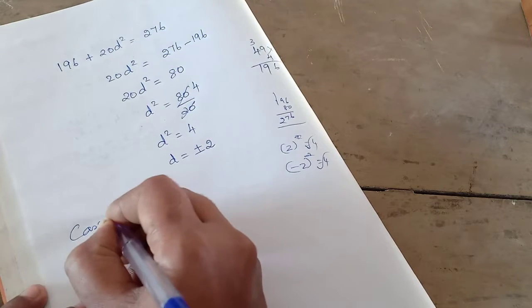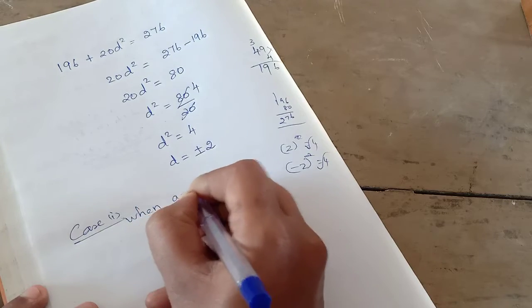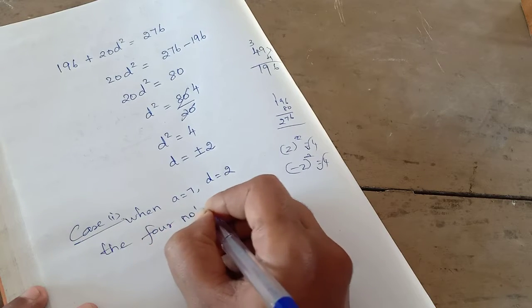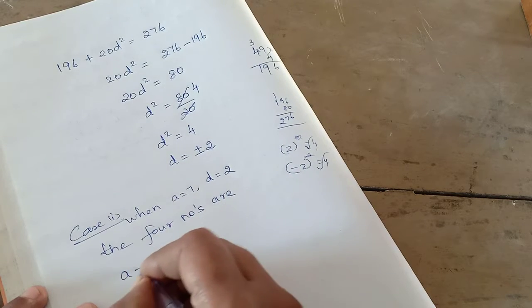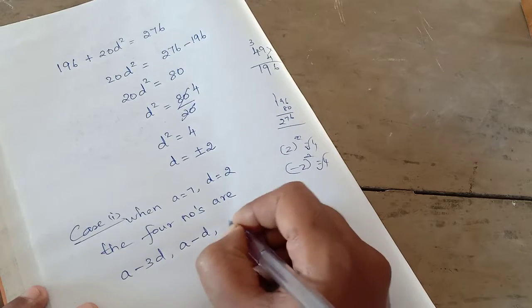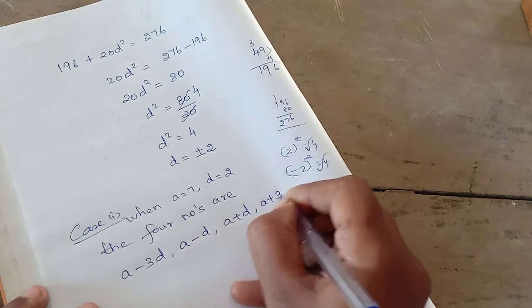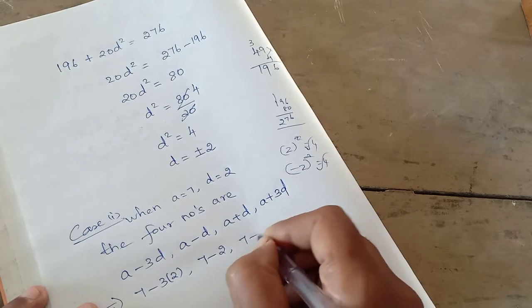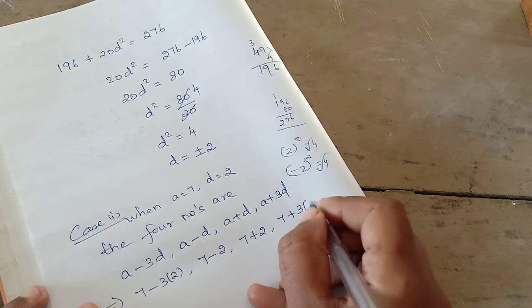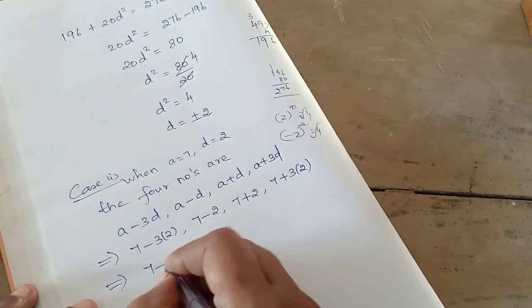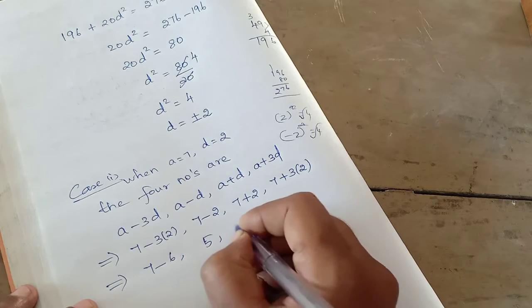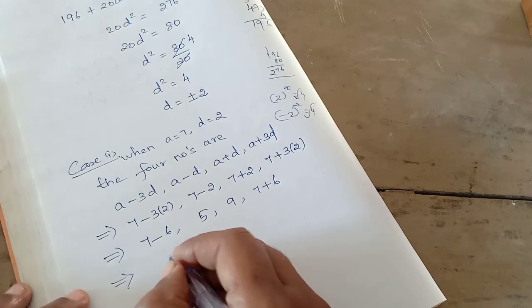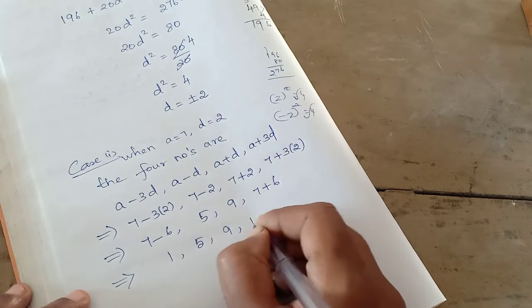So case 1. What is case 1? When a equal to 7, d equal to 2. The 4 numbers are a minus 3d, a minus d, a plus d, a plus 3d. Substitute here. 7 minus 3 into 2, 7 minus 2, 7 plus 2, 7 plus 3 into 2. Which equals 7 minus 6, here 5, 9, 7 plus 6. Which implies 1, 5, 9, 13.